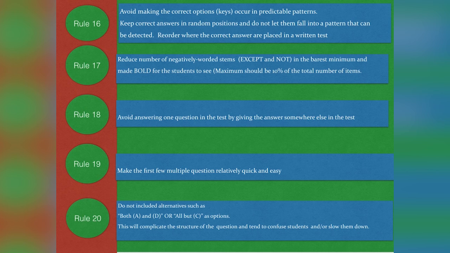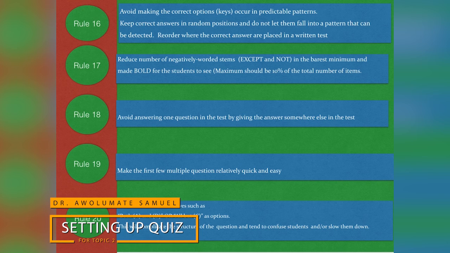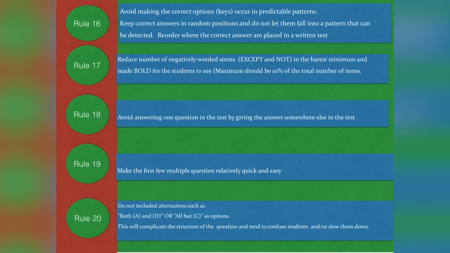Okay, and I think we have done 16 before, and we have 17, where we said that the maximum number of "except" or negatively worded stems should be at least 10% of the number. Okay, now number 18: avoid answering one question in a text by giving the answer somewhere in the text. So as you copy and paste this text item, if you see where a particular question has been answered in the previous text, please point their attention to it. Don't attempt to correct it.